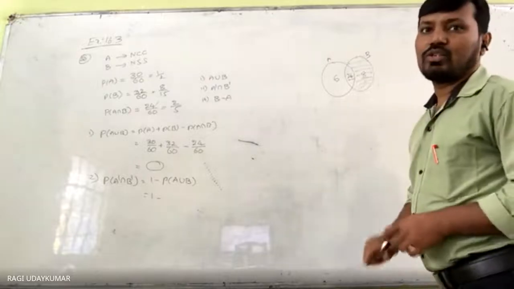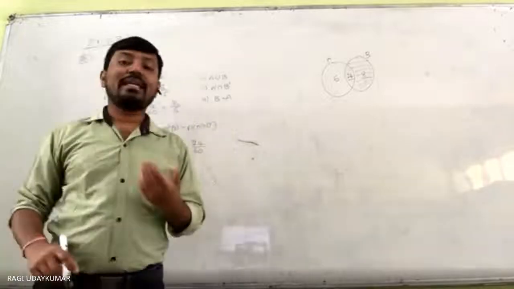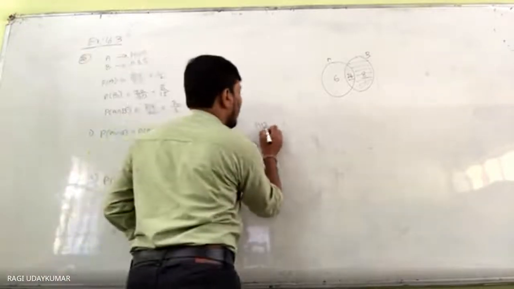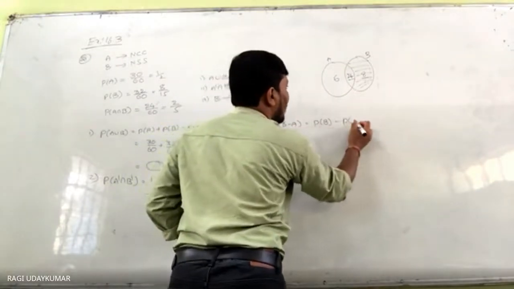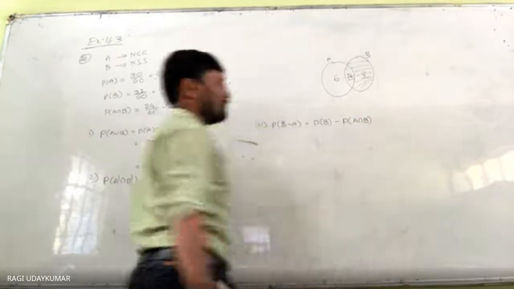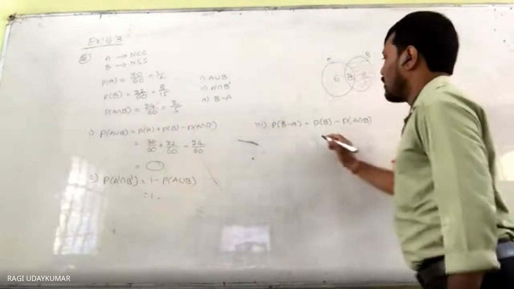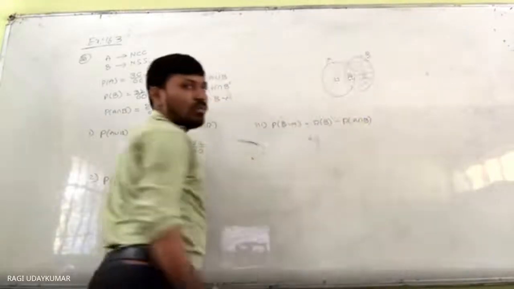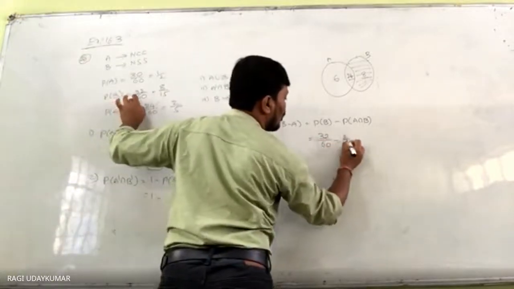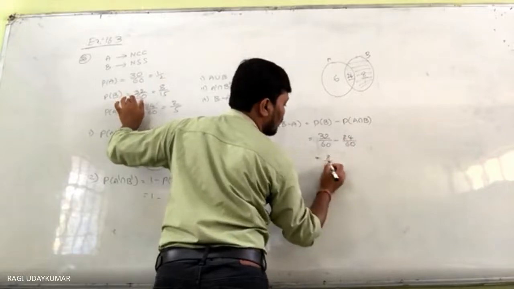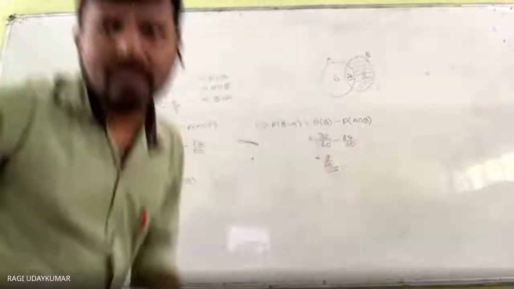So B minus A is equal to this part. Probability of B minus A can be written in what way? If you want to find the probability of B minus A, it is probability of B minus probability of A intersection B. The probability of B is 32/60 minus 24/60, which is equal to 8/60. Nothing else is there in this problem. It is sets only. Just like what we did in sets, in the same way you have to do it.